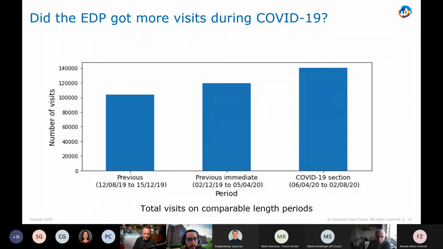Okay, so next question is, did the EDP get more visits during COVID-19? So we just compared the total number of visits over, in this time, comparable length periods, and we can quickly see here that yes, while the COVID-19 section was active, the portal had more visits than what we call the previous immediate. This is in a 4 months period. So this is the 4 months before. But as this includes the Christmas break, where we have seen that people don't visit that much the EDP during the Christmas break, we also took a look at another period of 4 months where there was no Christmas break. But in both cases, we can see that yes, during the COVID-19 section, there was more visits to the EDP. So the answer to this question is yes.